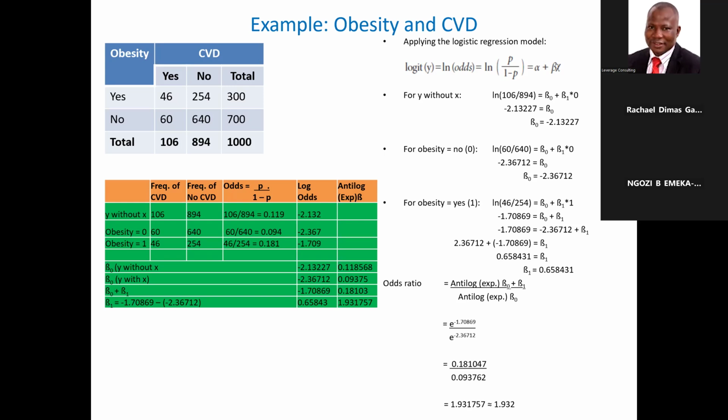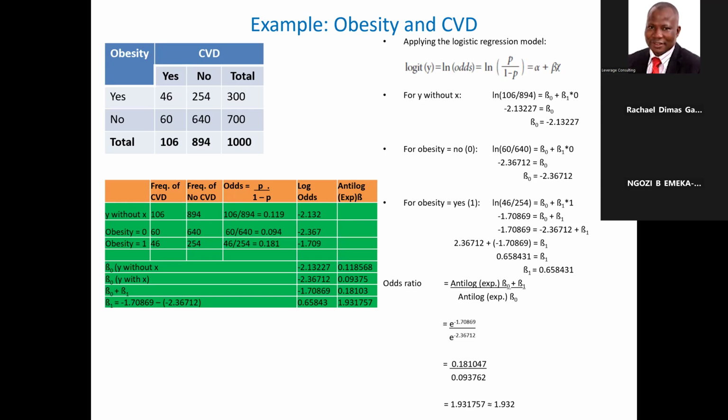So Y with X, but X is no, that means yes, you consider obesity, but obesity is no. Then X with obesity, yes, that you consider obesity, yes. Can you see the three scenarios now?